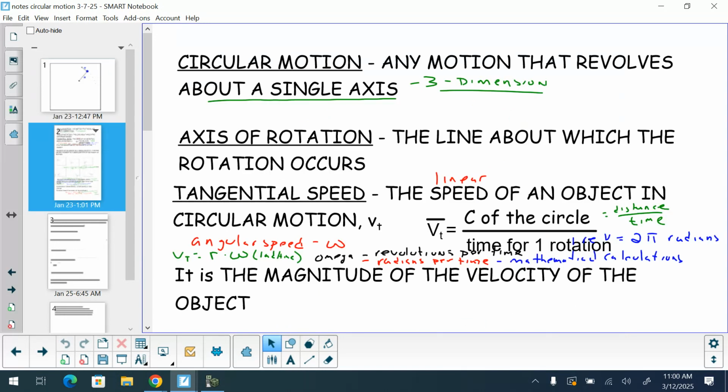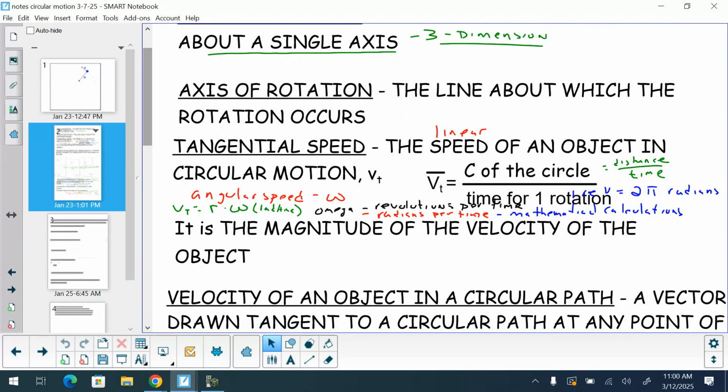Just to review some of the ideas: circular motion is a motion that revolves about an axis. Once again, it takes us into the third dimension. We talked about an axis of rotation, that's the rotation coming out at you. Tangential speed is the circumference of the circle divided by the amount of time. We took distance divided by time.